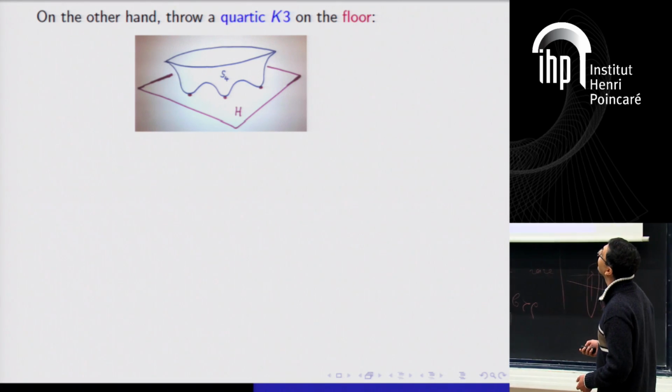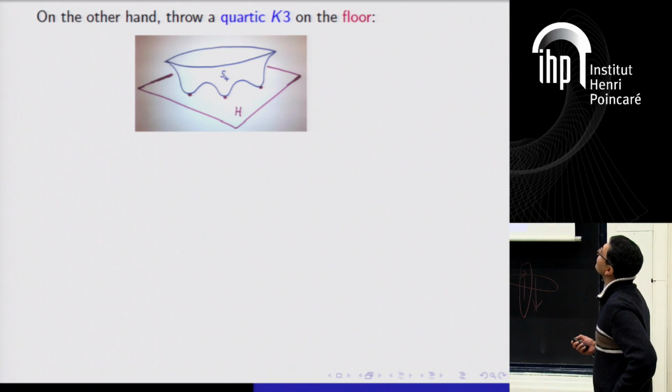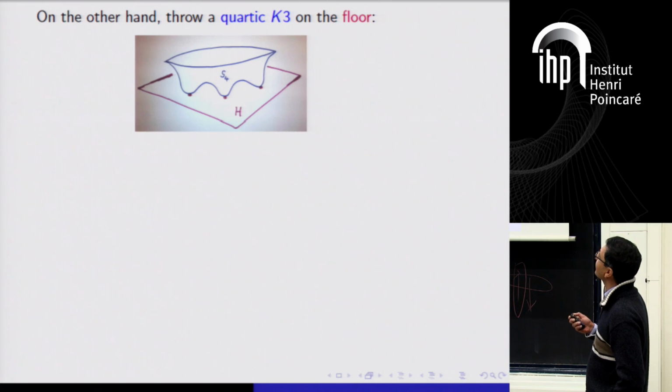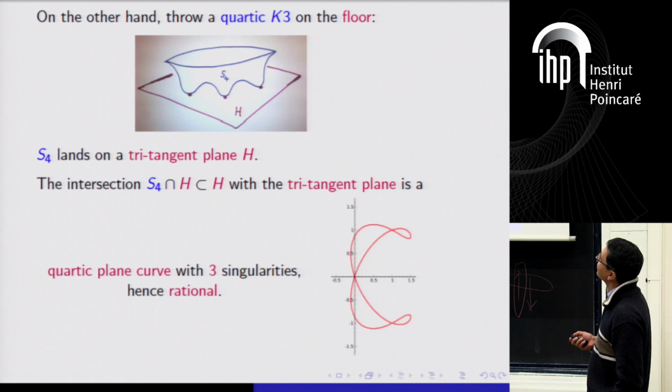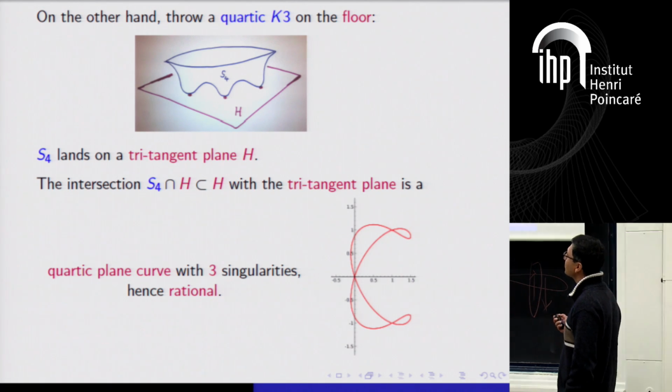So if I take this K3 surface and throw it on the floor, I get a tritangent plane. That's a plane tangent in 3 points. So S lands on a tritangent plane. What is a tritangent plane? Well, if I look at the intersection of S4, that quartic K3, with this tritangent plane, I get this. That's a quartic curve with 3 singular points. Those are the 3 tangent points. So it's a quartic plane curve with 3 singularities. This is well known to be a rational curve, actually.